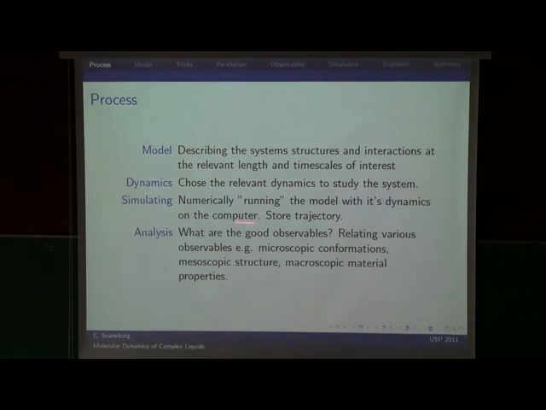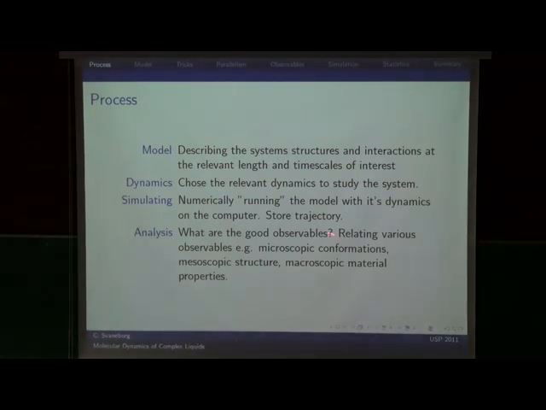We have to ask, what are the good observables? I mean, what are the numbers? We cannot use 1 million coordinates for anything. We have to condense these 1 million coordinates into observables that we can compare to experiments and that tell us about the physical properties of the system.